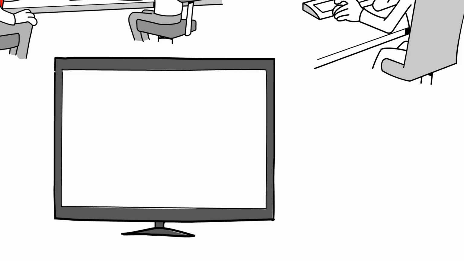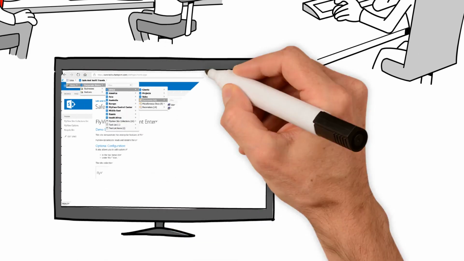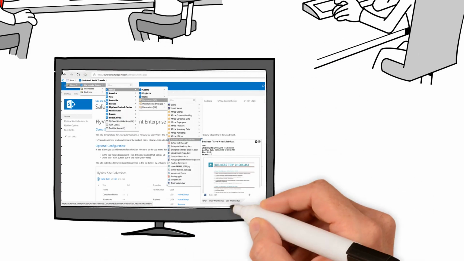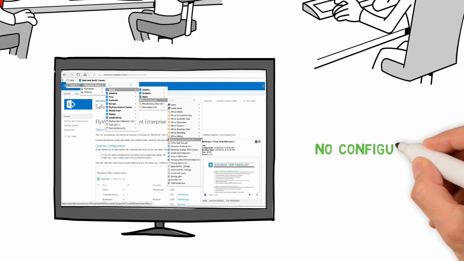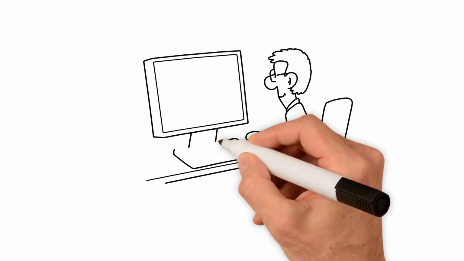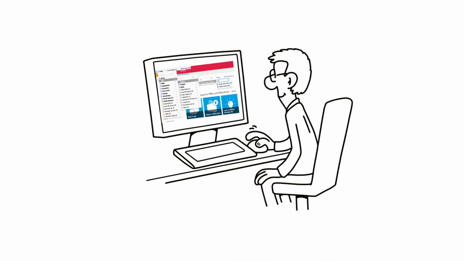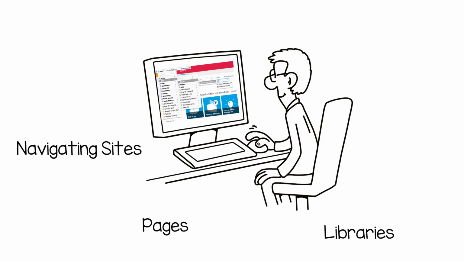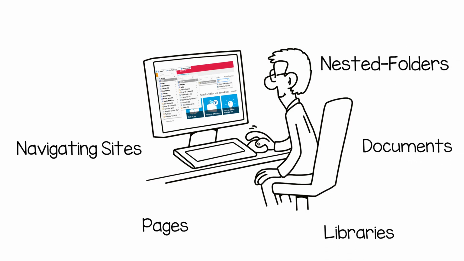FlyView for SharePoint is a SharePoint add-on that adds flyout menus to SharePoint sites and automatically binds them to SharePoint content. No configuration required. Users just move their mouse pointer on FlyView menu bar, and FlyView takes them to anywhere in SharePoint. This makes navigating sites, pages, libraries, nested folders, documents, and locating content extremely easy. Now everything is just a single click away.